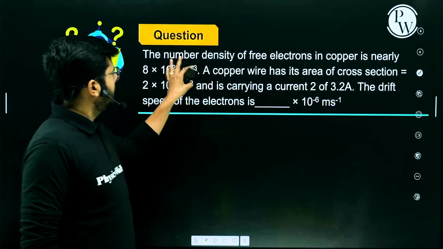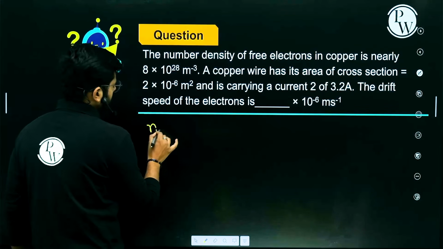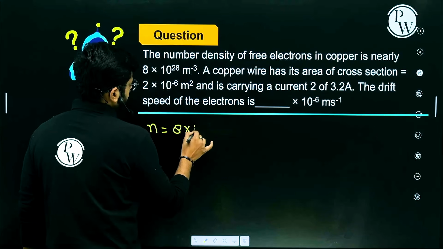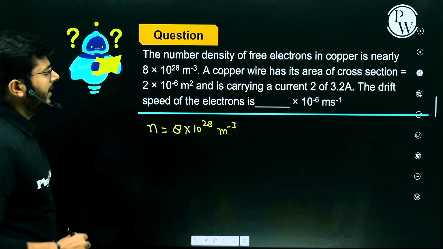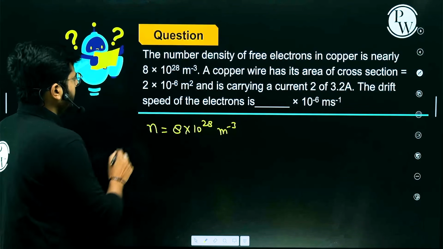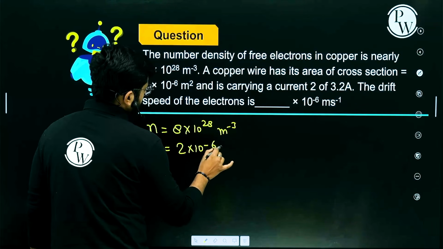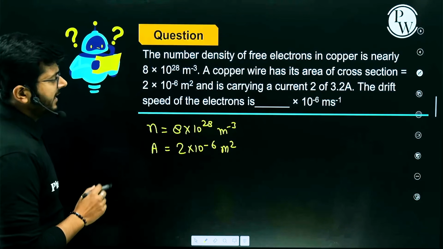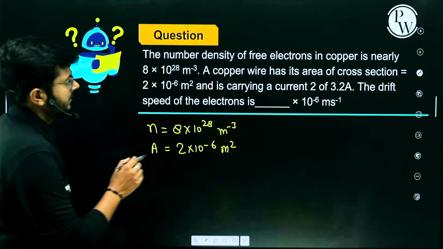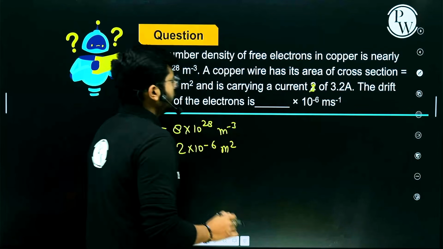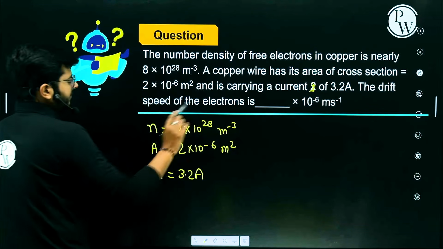Now look into this question. The number density of the free electrons in copper is nearly 8 × 10^28 per meter cube. A copper wire has an area of cross section 2 × 10^-6 square meters, and it is carrying a current of 3.2 ampere. What will be the drift speed of the electron?